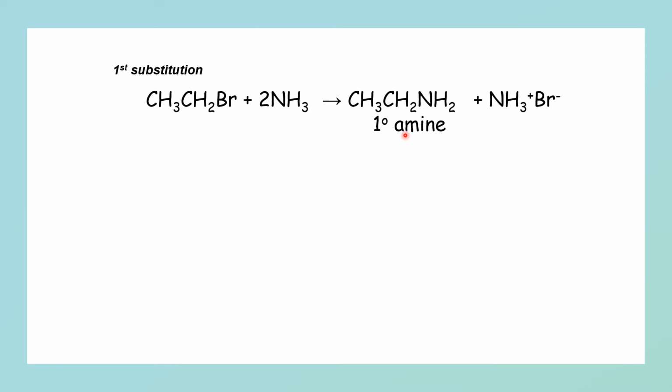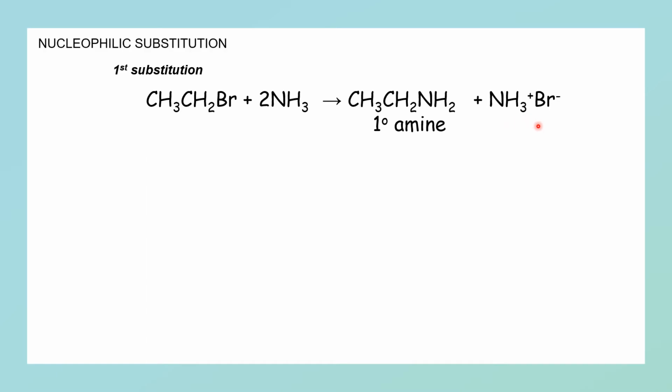Now, you're not going to write any of this into your books. You're just going to look at the screen here and see the process, and then we're going to relate that to the example in our books. So this is the first substitution. We start with the halogenoalkane, and we start with some concentrated ammonia, not a lot of excess. We end with the primary amine, and then this NH3 plus Br minus.